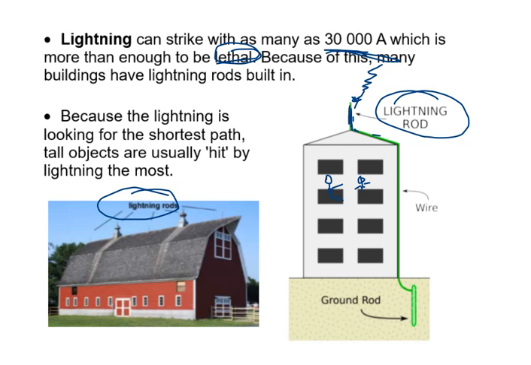Here's a picture of a barn I found. It's got the exact same thing. There's a couple of little wires up on the top here, a couple of little antennas, so that if lightning hits the building, it'll hit the antenna, go through the wire, and go to the ground safely. Otherwise, if you don't have a lightning rod, lightning could strike this building and it could light on fire.